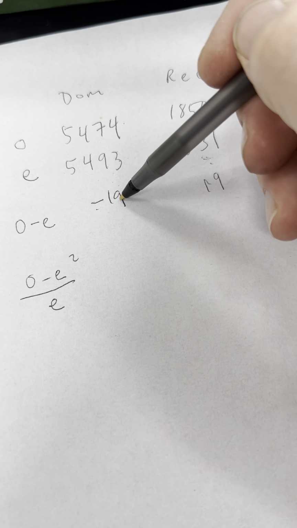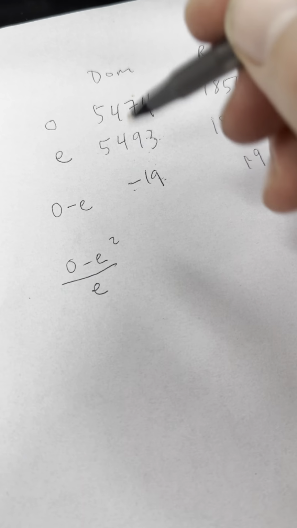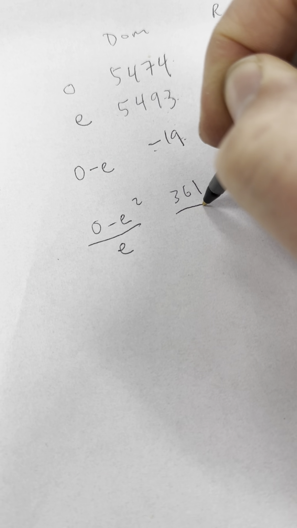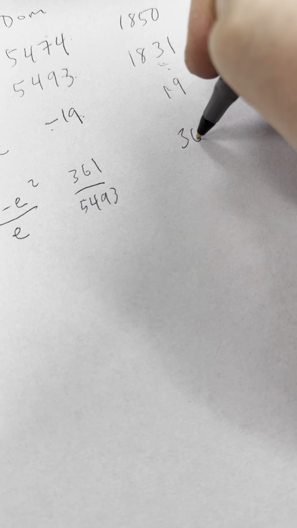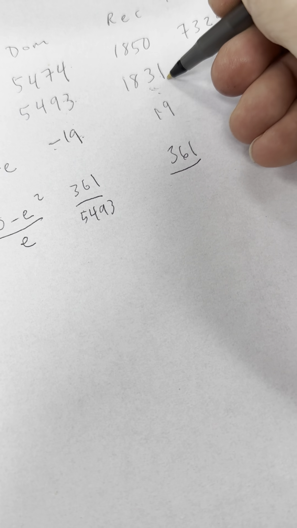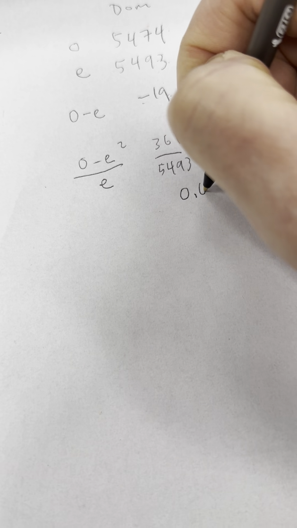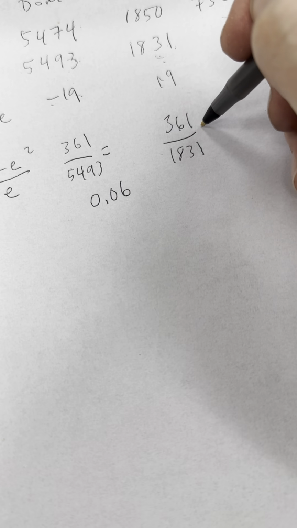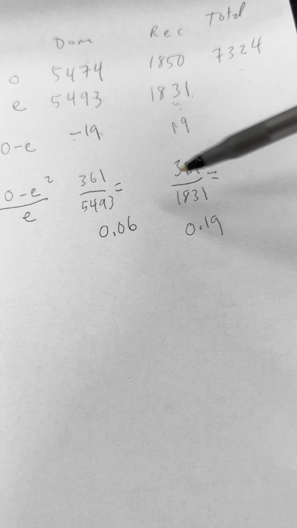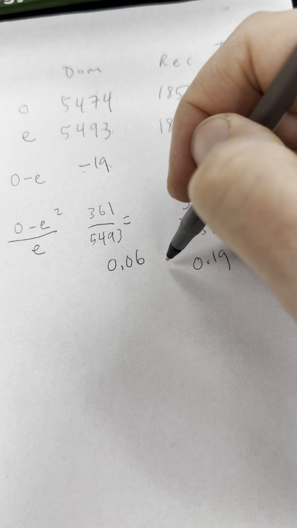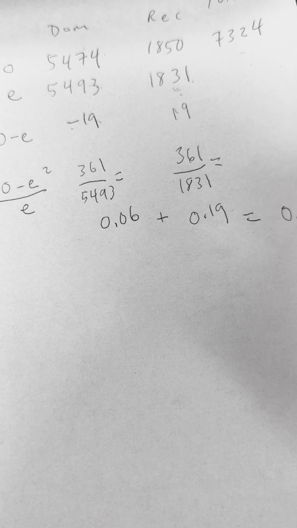So this would be -19 times -19, which of course is going to be a positive number, divided by this. So that's 361 divided by this expected number from this column. This is going to be 361 divided by this expected number, right? This comes out to be 0.06 if you crunch those numbers, and this comes out to be 0.19. Then what you're supposed to do is you add up these values to get your final chi-square value, and so this is going to be a chi-square value of 0.25.